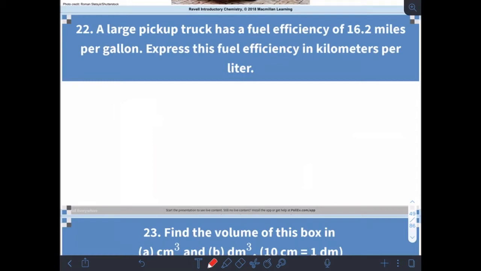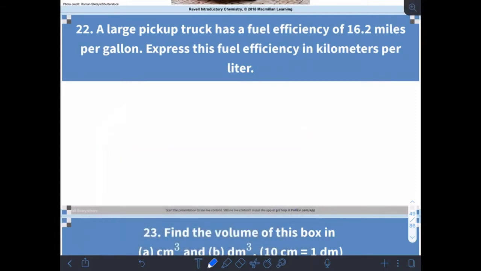Picking up right where we left off with question number 22. We have a large pickup that has a fuel efficiency of 16.2 miles per gallon, and we want to express this fuel efficiency in kilometers per liter. So we have two conversions that we need to deal with.